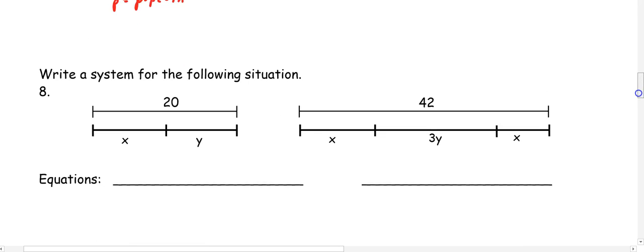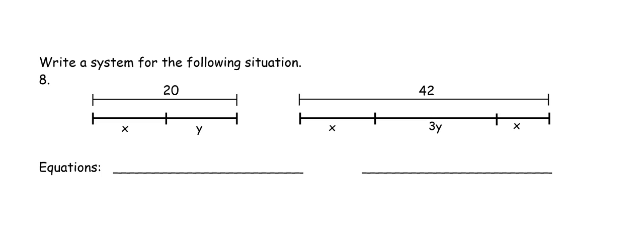Now, number 8 is a little bit different. It doesn't have a word problem. It's got a picture that we need to make an equation with. So when we're doing an equation, notice that we have one line, that's the whole length, and then we have little lines that are chopped up into pieces. So remember that the little pieces, when we add them together, are going to get us the whole line.